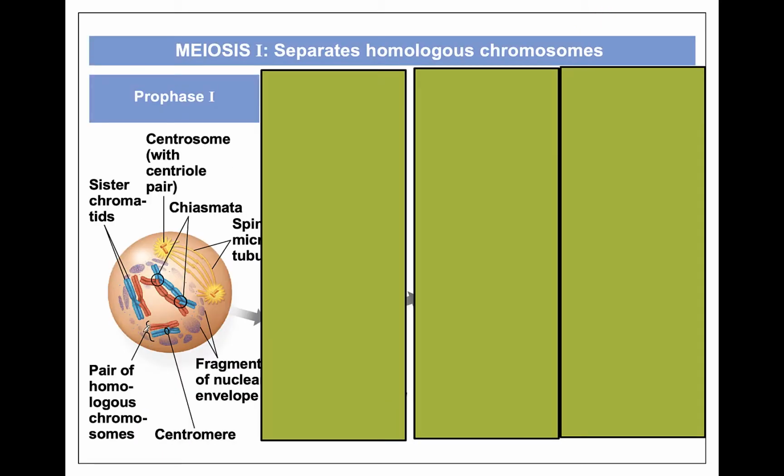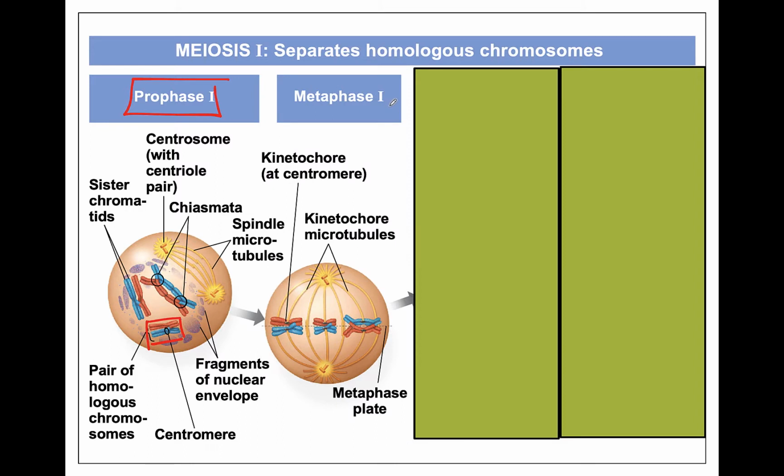So crossing over happens in tetrads in Prophase One. Next we have Metaphase One. What's going to happen in Metaphase One is that the homologous chromosomes are going to line up at the metaphase plate. Notice that we are still in those tetrads. The homologous chromosomes are still associated with each other.